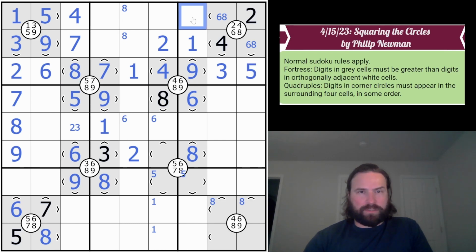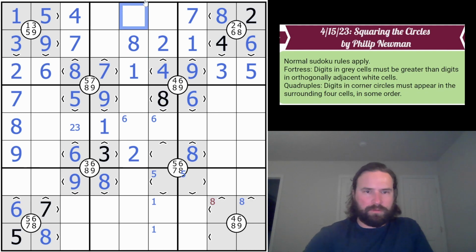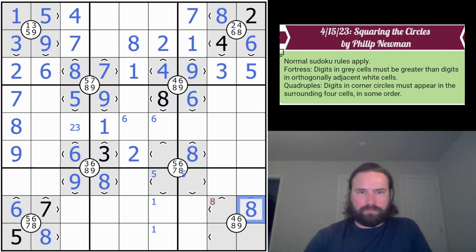Okay, which makes this a 7, I think, which is probably going to force these. Yeah, so 7 goes here, making this an 8, making this a 6. Making this an 8. Making this an 8.